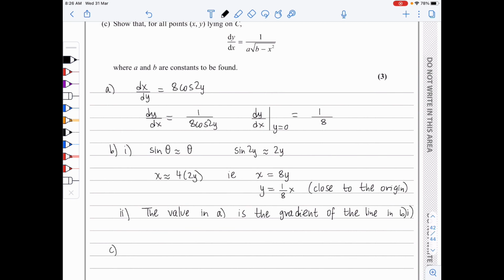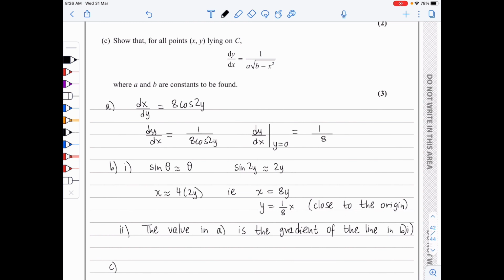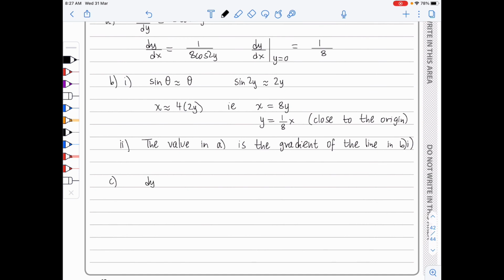And then in C, we need to show that dy dx may be written in that form. We have already established that dy dx is 1 over 8 cos 2y. Now, we're not going to write the 1 over cos as sec. I'm trying to bring x back into the game. So we know from the original equation that x is 4 sine 2y. So x over 4 is sine 2y.